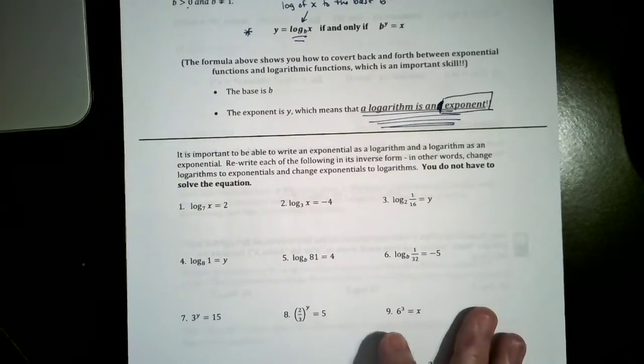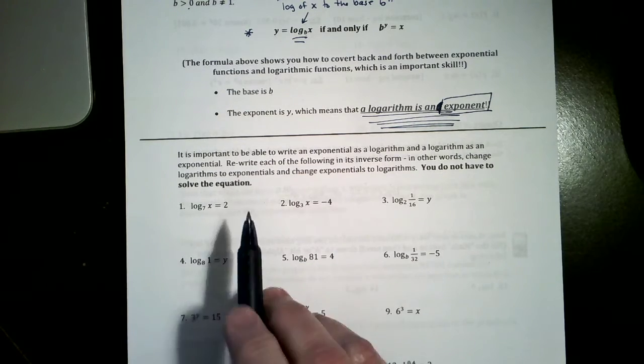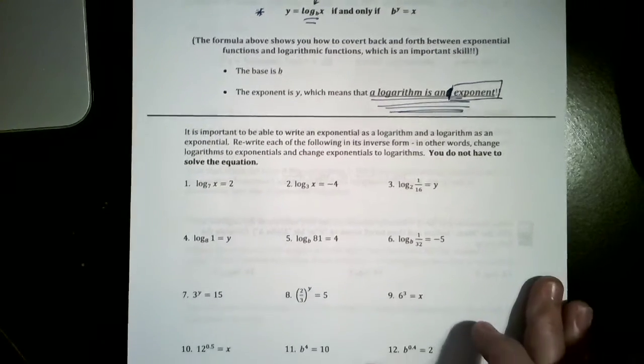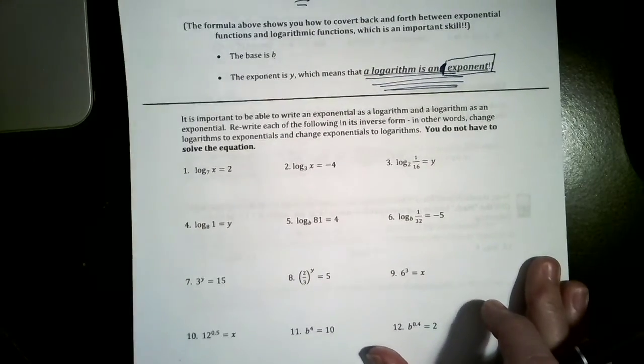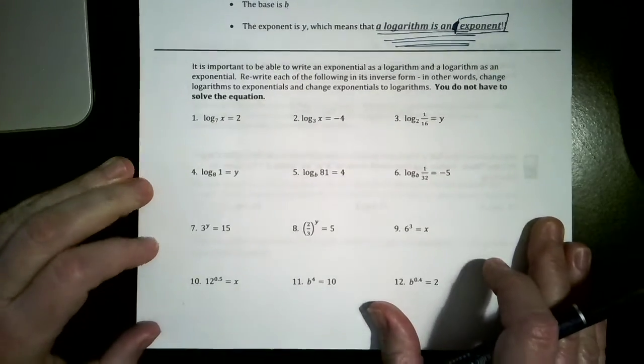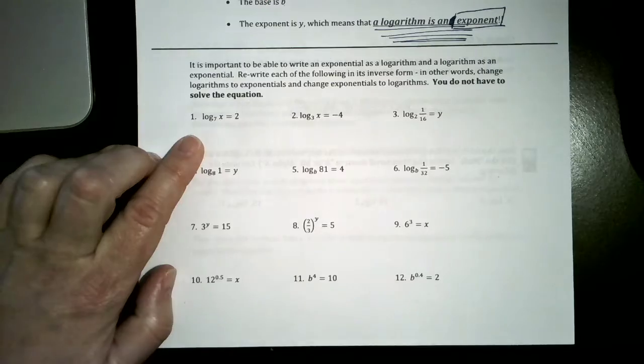Okay, so like I said, it's important to be able to write back and forth between exponential and logarithmic functions. We're going to rewrite each of these. If it's a logarithm, we're going to write it as an exponential, and if it's an exponential, we're going to write it as a logarithm. I'm not going to do all of these with you, but I will do a couple with you. Okay, so let's take number 1.